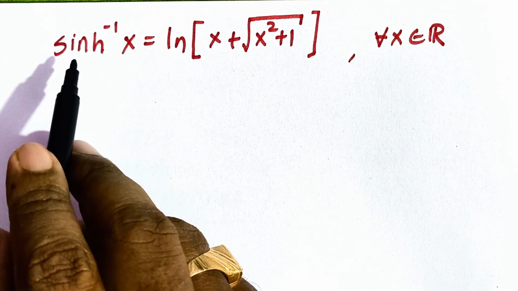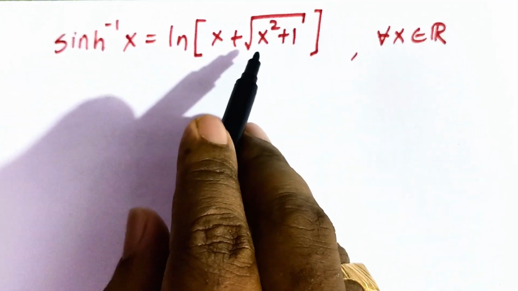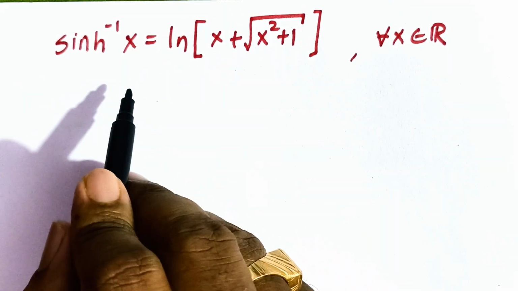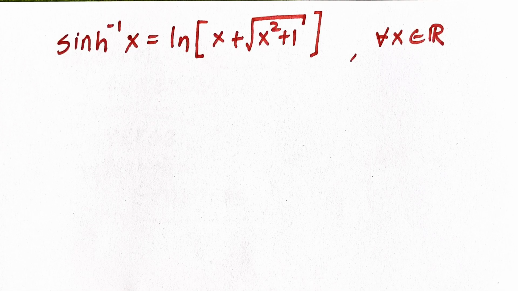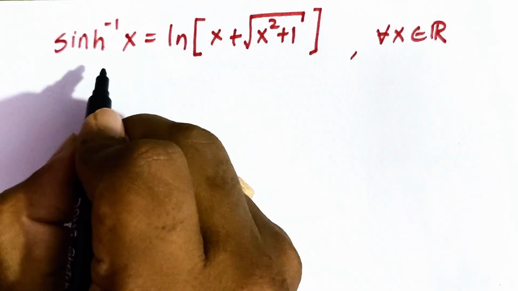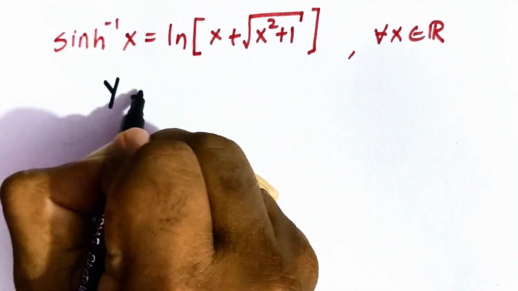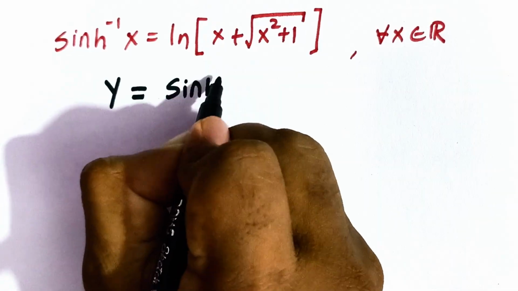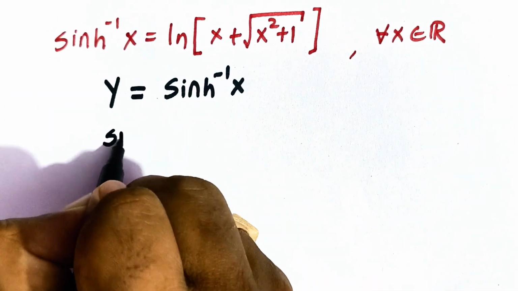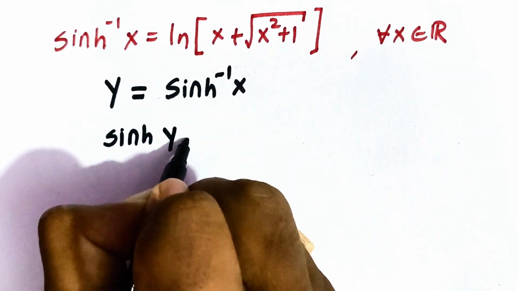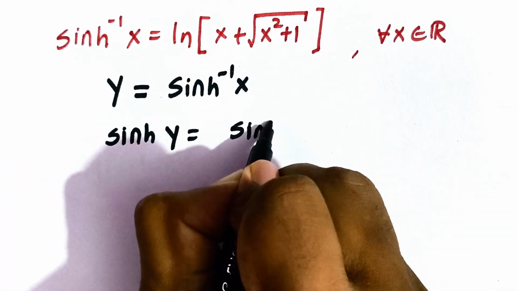First, we have the inverse of hyperbolic sine, that is ln(x + √(x² + 1)), and we will verify that indeed this is the logarithmic equivalent of inverse hyperbolic sine. First, we will take y as our inverse hyperbolic sine of x. So, what is sinh y? Here also we will apply hyperbolic sine.